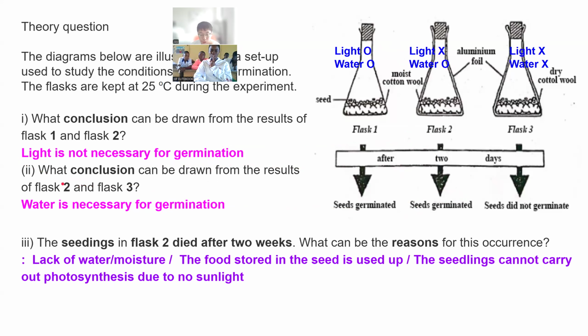The next question asks what conclusion can be drawn from the results of flask 2 and flask 3. The only difference between flask 2 and flask 3 was water: flask 2 had water and flask 3 had no water. Since flask 2 with water germinated, but flask 3 without water did not germinate, we can conclude that water is necessary for germination.